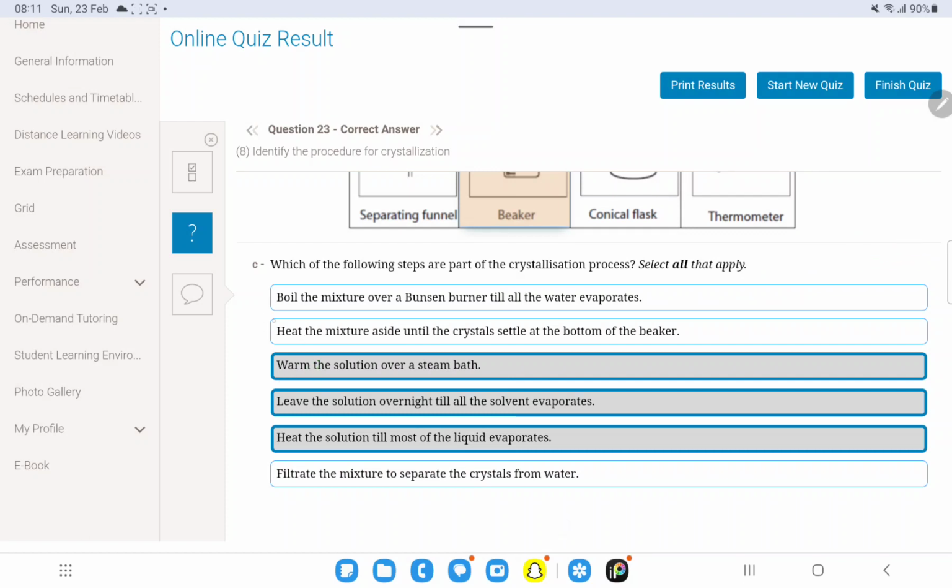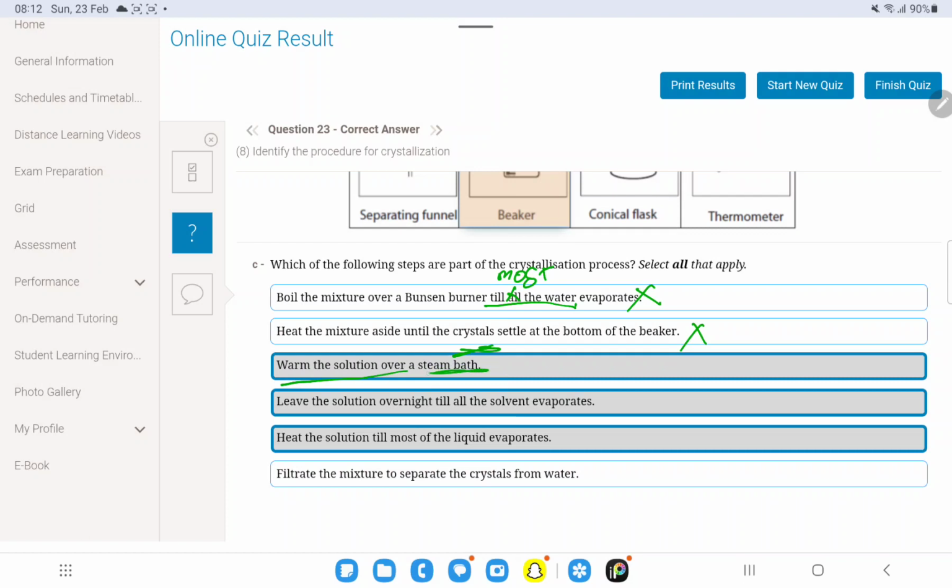So boil the mixture till all of the water evaporates? No, till most of the water. If it was most, it would be correct, but they said all, it's wrong. Heat the mixture aside until crystals settle at the bottom of the beaker. We don't want to see crystals while heating it. We need to wait for it to heat by its own.